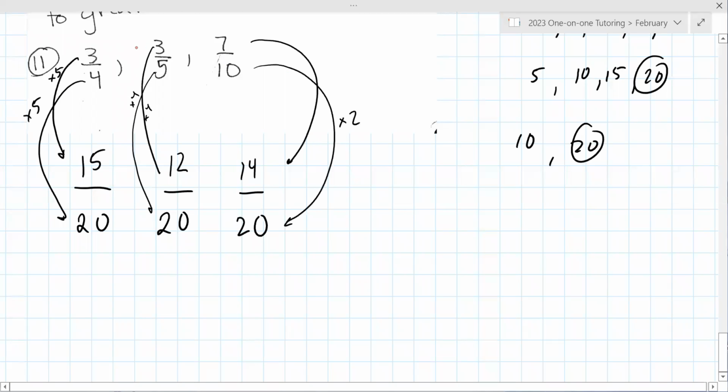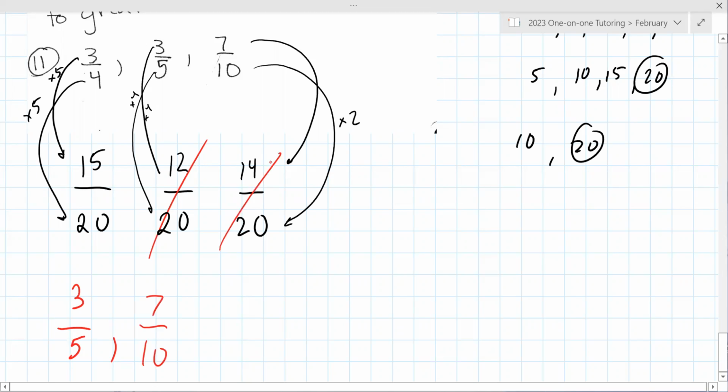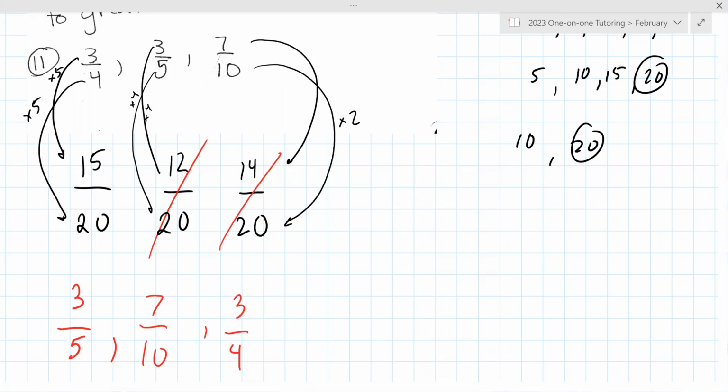Okay. So which is the smallest of the 3? Smallest is 3 over 5. Yes, you have to give it in the original form. What's the next smallest? 7 over 10. Good. So notice I like to kind of cross them out to know where I'm up to. And then 3/4.